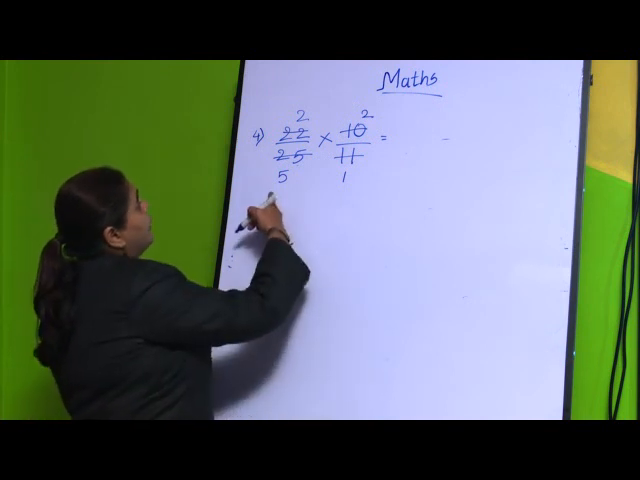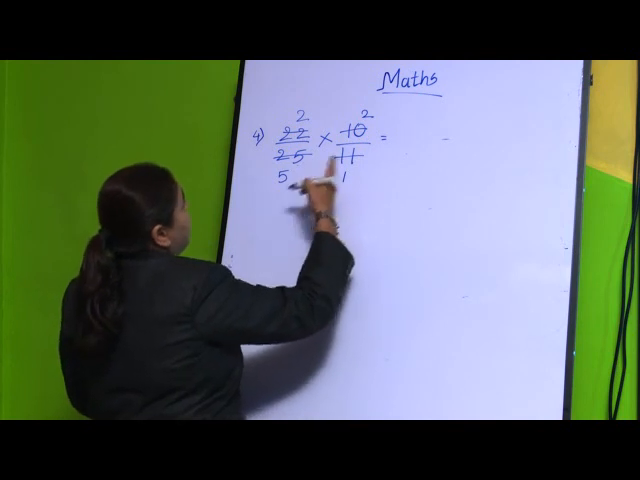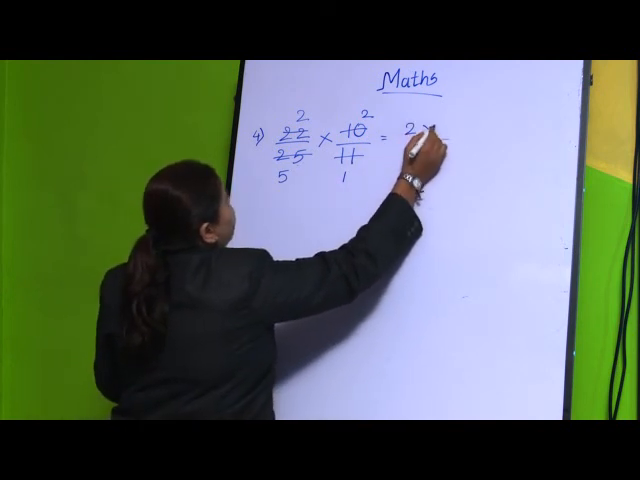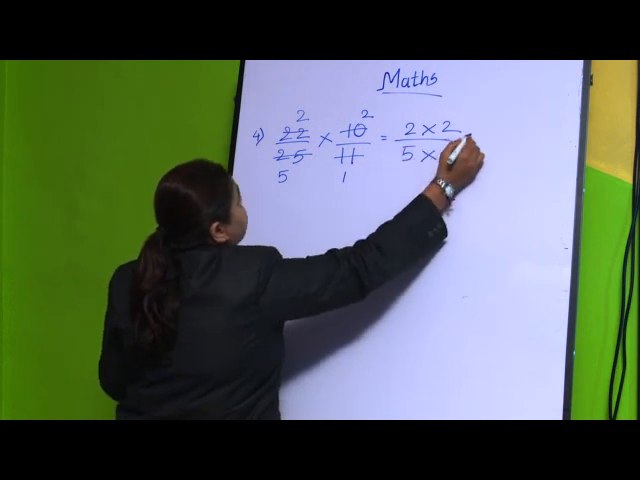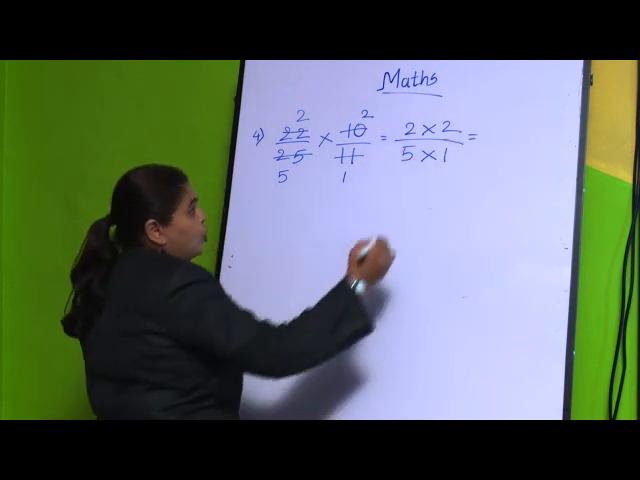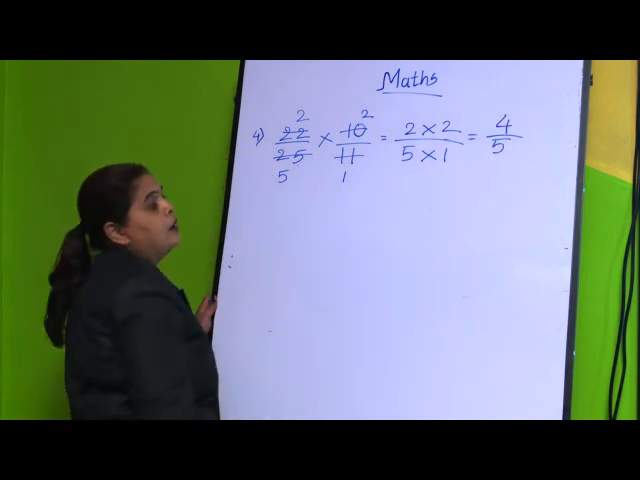Now if it is not possible to reduce anywhere, then we will write directly here 2 multiplied by 2 upon 5 multiplied by 1. What will be 2 multiplied by 2? 2 2s are 4 upon 5. 5 1s are 5.